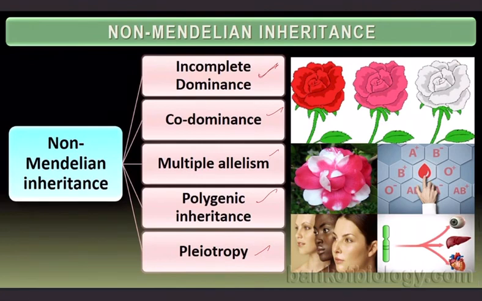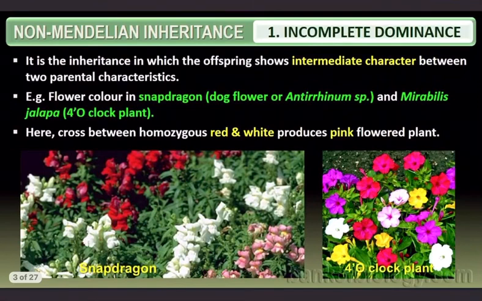Then multiple allelism. All the alleles that are present together will decide the phenotype of the organism. Then polygenic inheritance. Poly, as the name says, means many genes are involved in the inheritance. And then finally pleiotropy. So let us discuss one by one. Let's go for the first one, incomplete dominance. What do you mean by incomplete dominance?